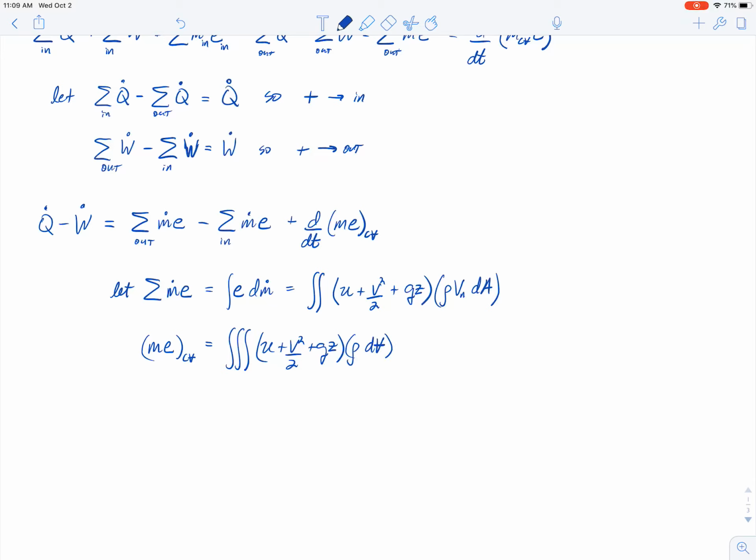Okay, so I've got a more accurate way of describing the forms of energy crossing my boundary and the form of energy being stored inside my control volume. I've written those in terms of flows across a differential area and storage inside an integrated volume. Let's talk a little bit more about work.